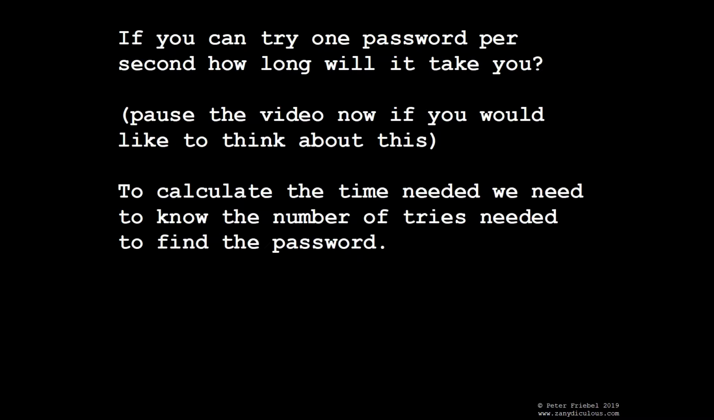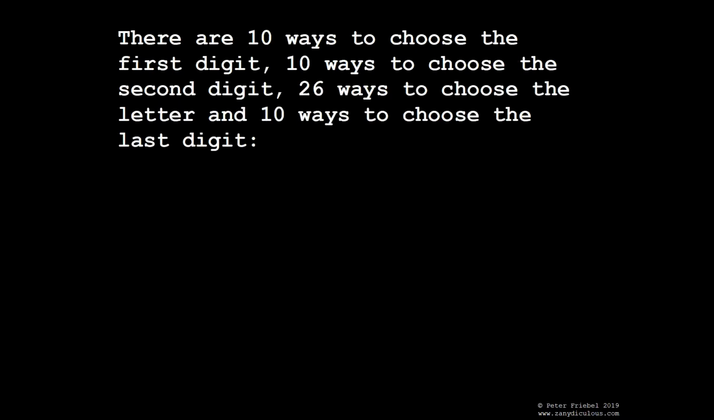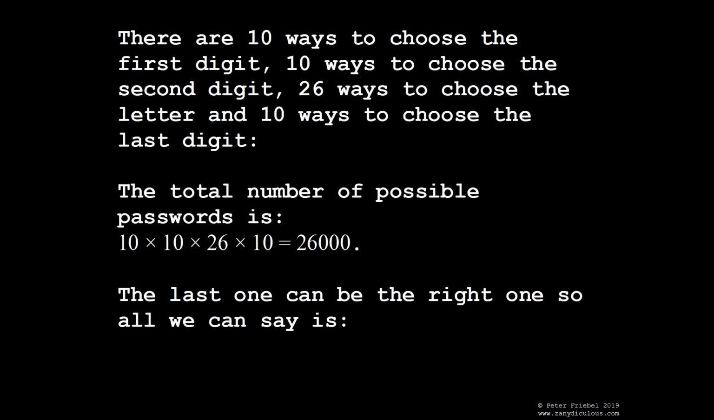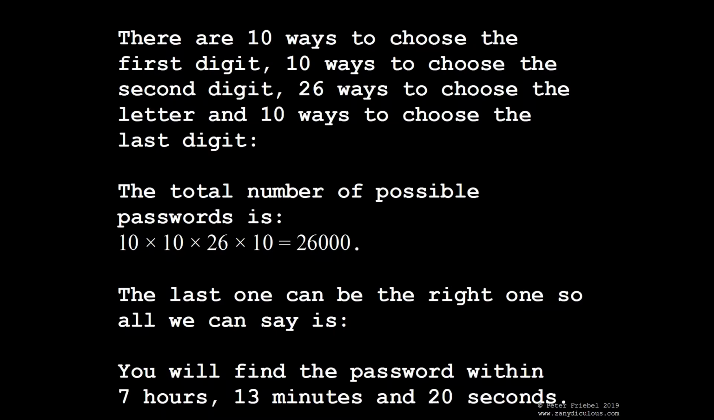To calculate the time needed, we need to know the number of tries needed to find a password. There are 10 ways to choose the first digit. There are 10 ways to choose the second digit. There are 26 ways to choose the letter and 10 ways to choose the last digit. The total number of possible passwords is 10 times 10 times 26 times 10, which is 26,000. The last one can be the right one, so all we can say is, you will find the password within 7 hours, 13 minutes and 20 seconds.